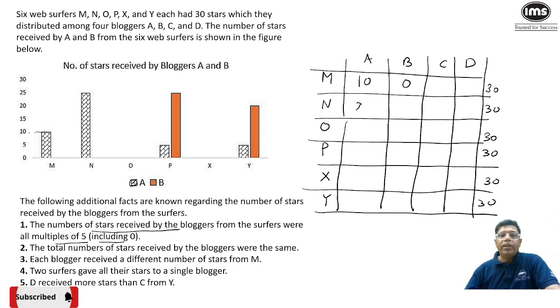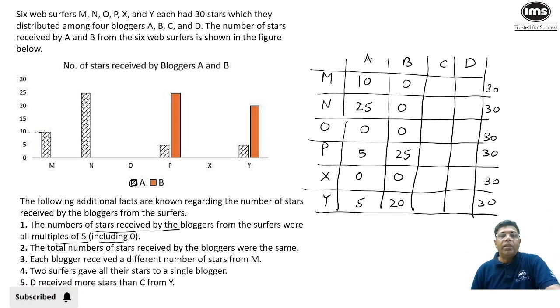N is giving A 25 and B is receiving 0. From O, I think both of them are receiving 0. From P, A is getting 5 and B is getting 25. And from X, both of them are receiving 0. So I'm simply interpreting this graph: 5 and 20. Right? So this surfer has to give 20 more because he has distributed 10 stars between A and B. Now the remaining 20 has to be distributed between C and D. And similarly, we can interpret.